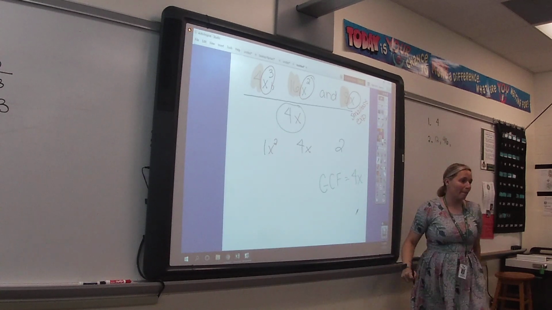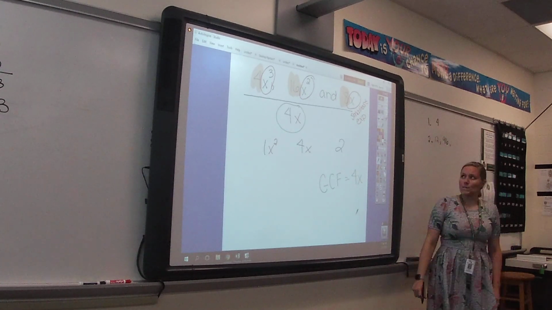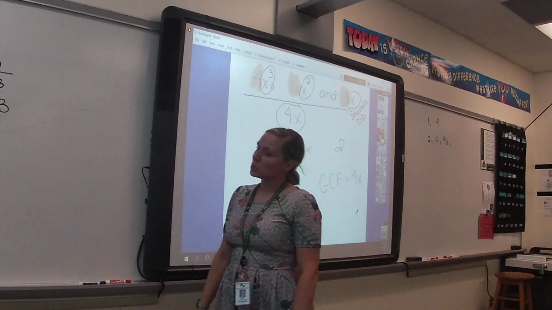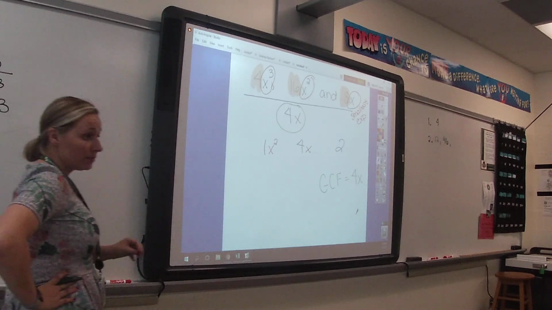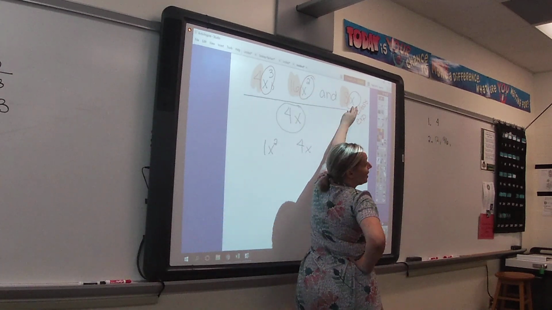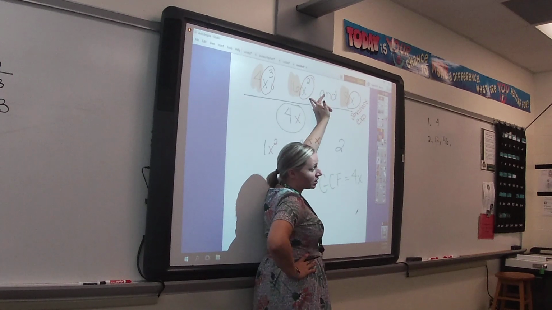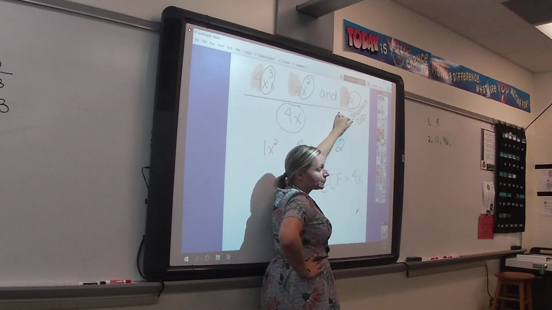Does it matter if they have the same exponent or no? They could have the same exponent. You're just always pulling out the smallest if they all have it. Why is it always the smallest that we pull out? Because they all have an x in common. This one doesn't have 2 x's, so I can't pull out an x squared because it only has 1 of them.